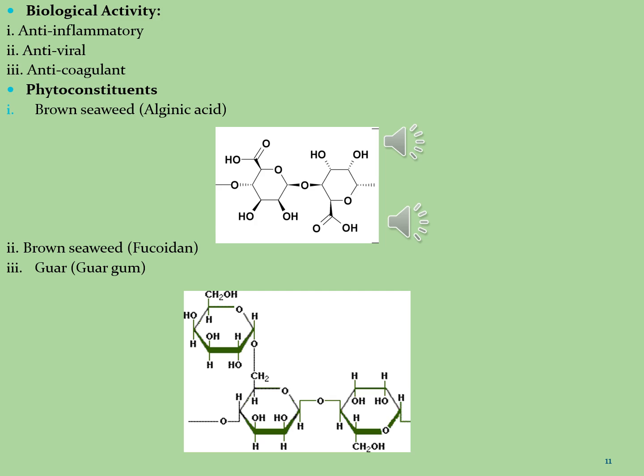The second phytoconstituent is fucoidan, which is also isolated from brown seaweeds. The third example is guar gum. Now we discuss its uses and sources. Guar gum is isolated from the seeds of family Leguminosae, and it is used as a laxative. It is also used for treating diarrhea, irritable bowel syndrome, obesity, and diabetes, for reducing cholesterol, and for preventing hardening of the arteries. In foods and beverages, guar gum is used as a thickening, stabilizing, suspending, and binding agent.